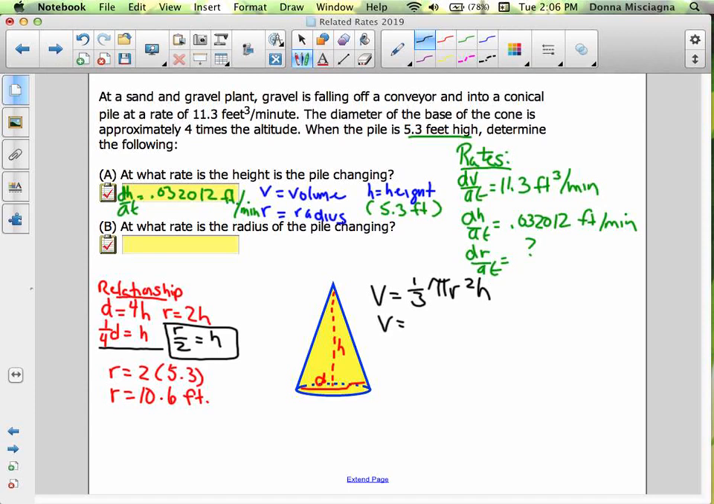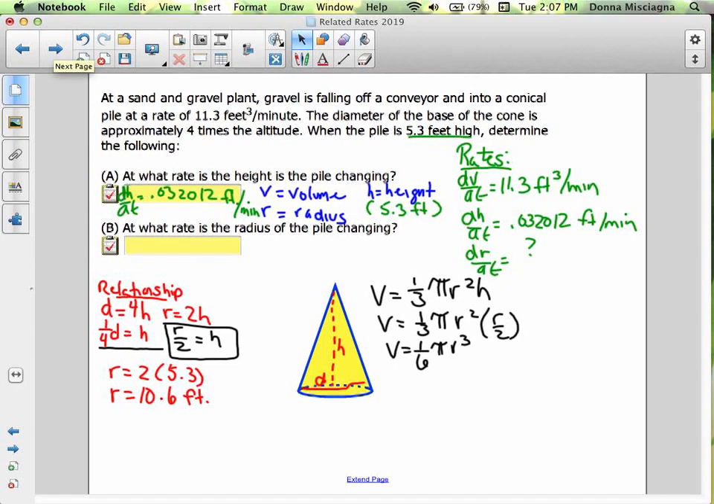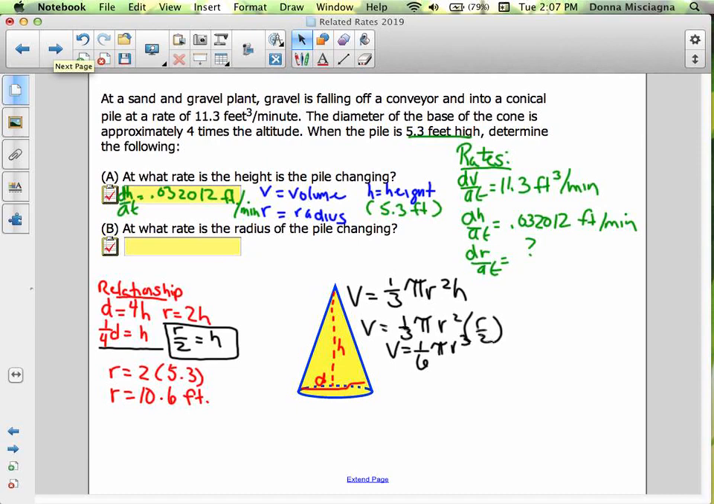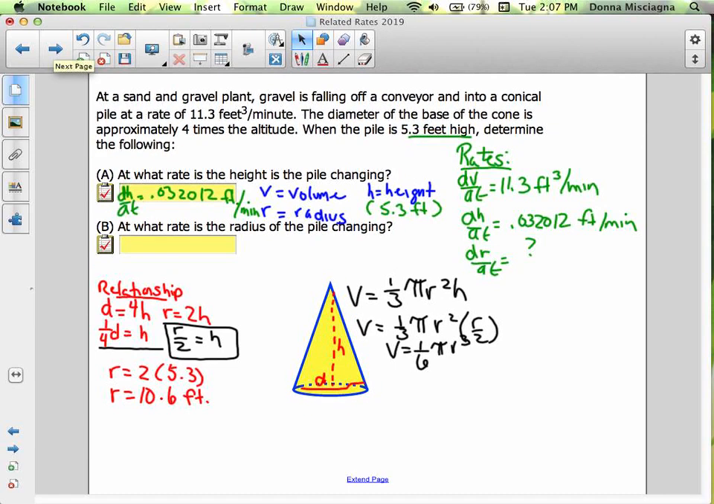So we have volume equals 1/3 pi, and then r squared times r divided by 2. We can just combine the 3 and the 2, so volume is 1/6 pi r cubed. And now let's take the derivative. I'm going to move this over just a tad, so I can use the space.